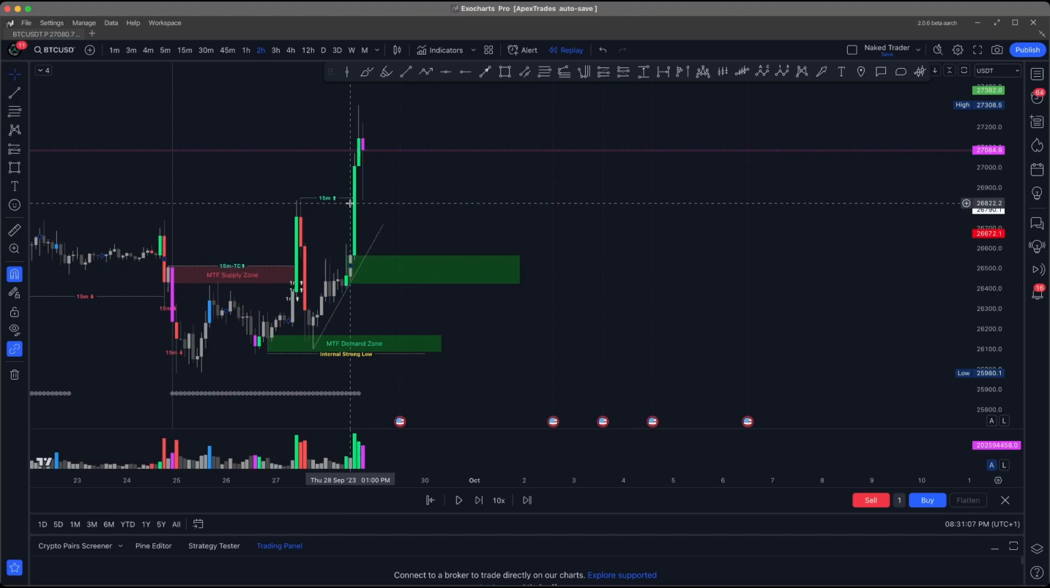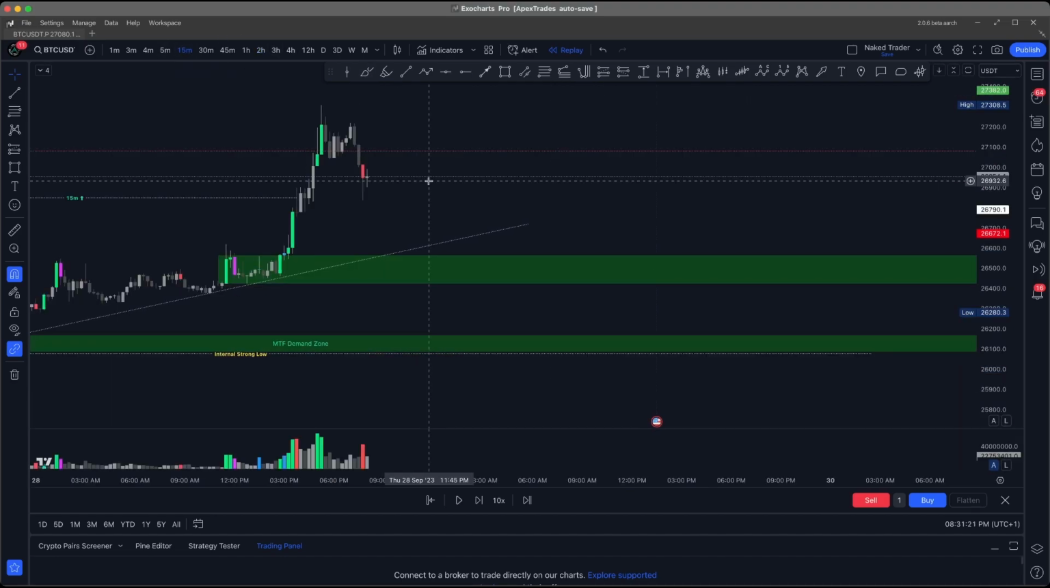This is why I always zoom out a little bit if it's not clear on the 15-minute. Candle number 1, candle number 2 is the big imbalance, candle number 3 is here. And this is where it's got to close this imbalance here and come right down into this zone. So it's a nice zone for sure. I would definitely say it's a nice zone.